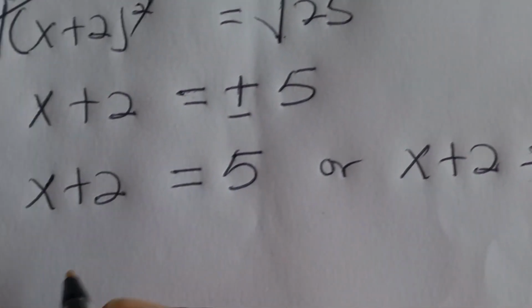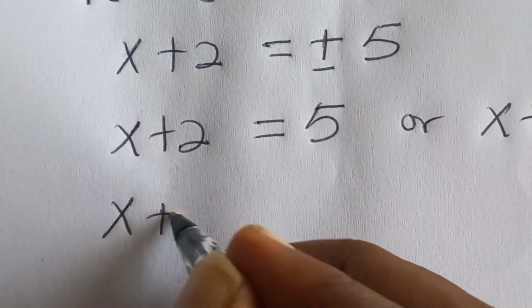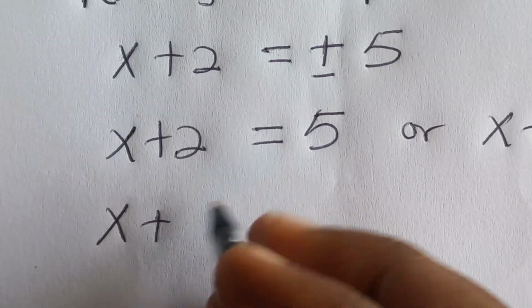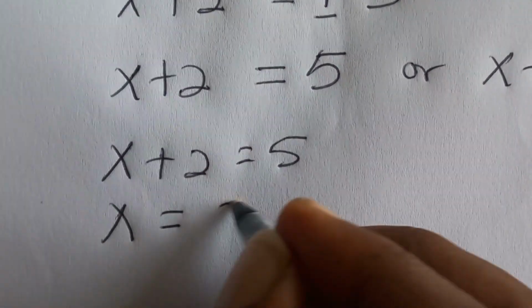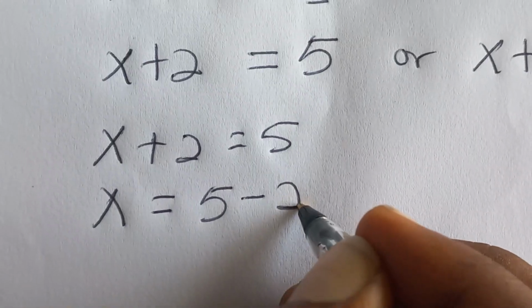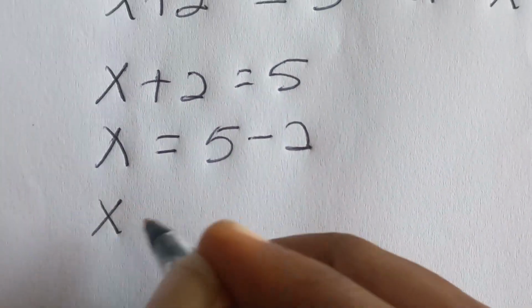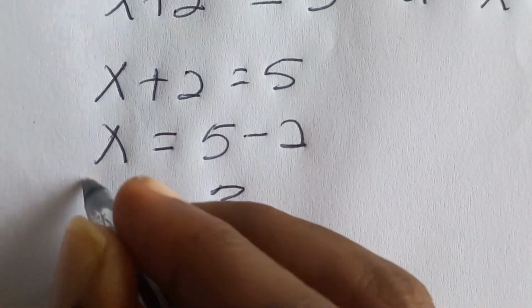So let's solve this first. We say that x + 2 = 5. So x is equal to 5 minus 2. Okay, so our x is equal to 3.